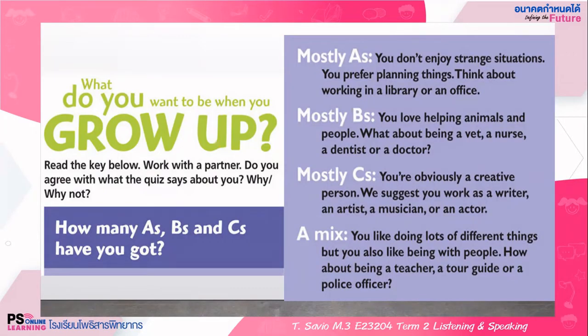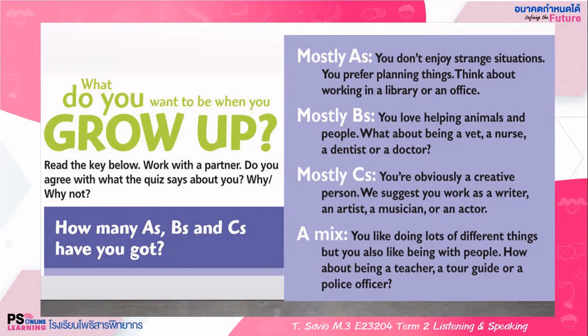Read the key below. Work with a partner. Do you agree with what the quiz says about you? Why or why not? How many A's, B's, and C's have you got? If you got mostly A's, you don't enjoy strange situations. You prefer planning things. Think about working in a library or an office.